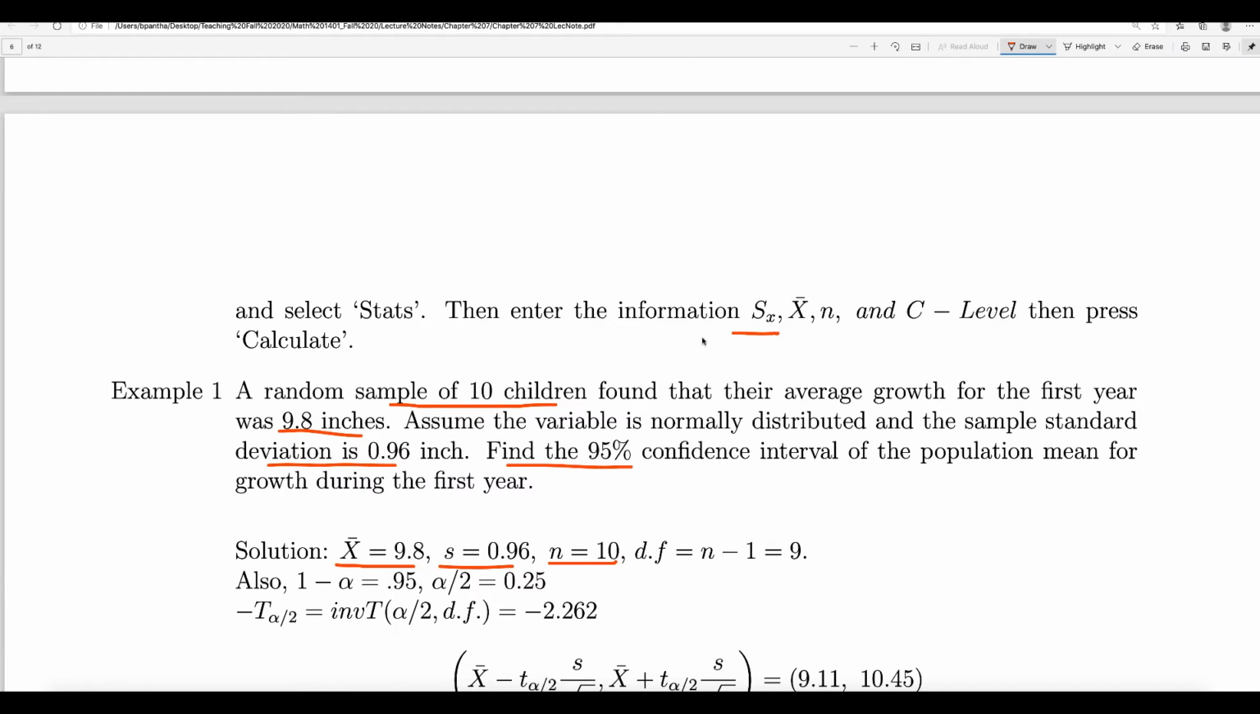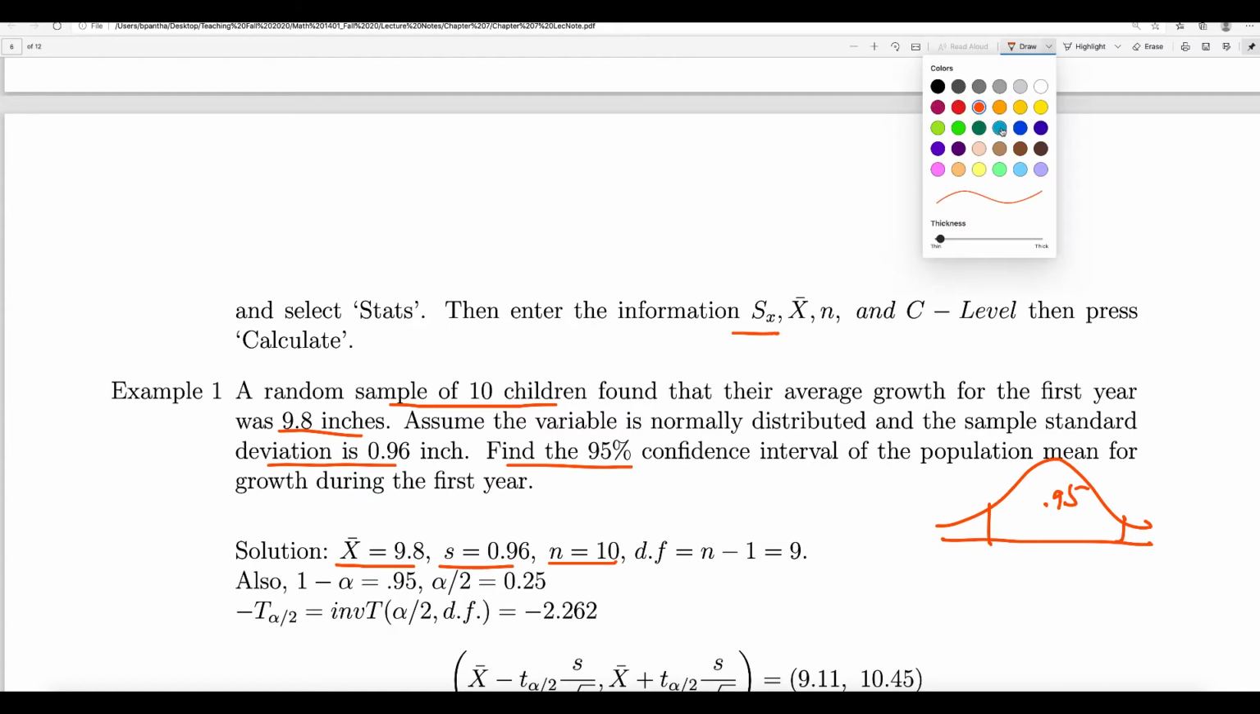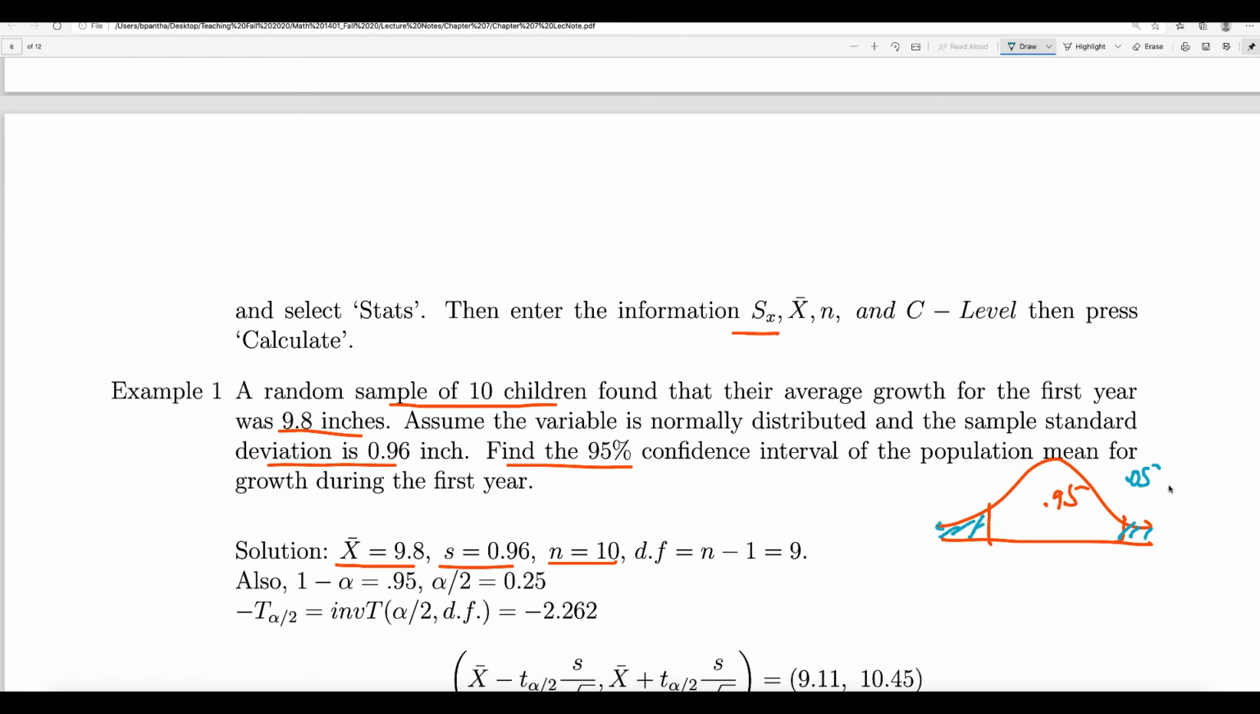How do I find the 95% confidence interval? So the 95% is in the middle, right? 0.95. So the outside area is 0.05. Now to divide that into two pieces, divide by 2, which is 0.025. So this one is 0.025, and this one is 0.025 as well. Now we need to find, instead of z, we have t alpha half.